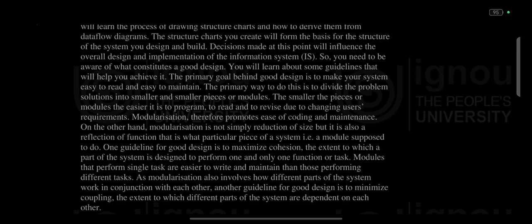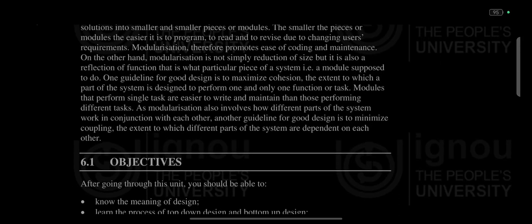On the other hand, modularization is not simply reduction of size, but it is also a reflection of function. That is, what a particular piece of a system, that is a module, is supposed to do. One guideline for good design is to maximize cohesion, the extent to which a part of the system is designed to perform one and only one function or task. Modules that perform single tasks are easier to write and maintain than those performing different tasks, as modularization also involves how different parts of the system work in conjunction with each other. Another guideline for good design is to minimize coupling, the extent to which different parts of the system are dependent on each other.